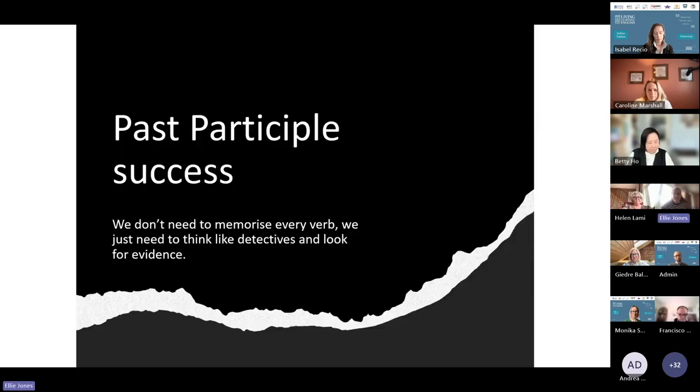So, past participle success is actually very straightforward. You don't need to memorize every verb or think about the grammar too heavily. No, you just need to think like a detective and look for the evidence.